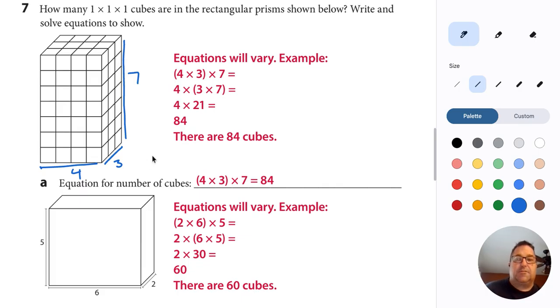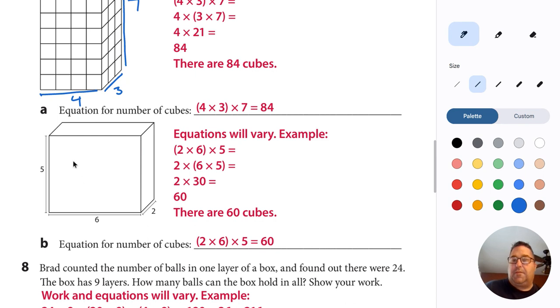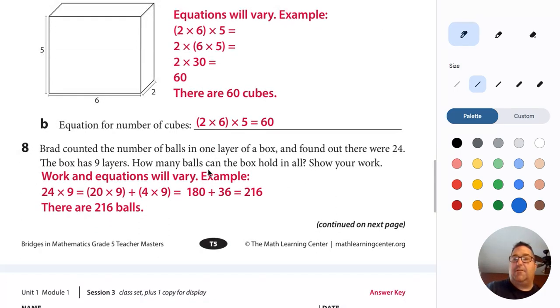Multiply your three numbers. You can multiply them in any order. Just like down here for part B, 5 times 6 times 2, any order you want to do it. 2 times 6 is 12 times 5, we should know that's 60. Or 5 times 2 is 10 times 6. Or 6 times 5 is 30. Any way you want to do it.